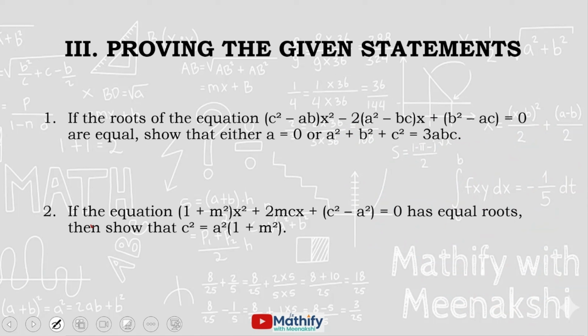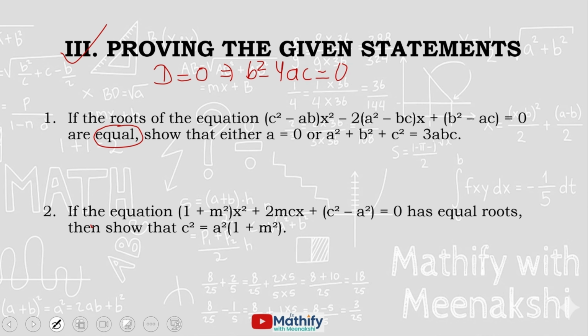Let's move to the third topic. Proving the given statements. Under this topic, I have written two questions for you. First, if the roots of the equation are equal. Now what's the meaning of equal? That your discriminant should be 0. And what is discriminant? It's b square minus 4ac equal to 0.